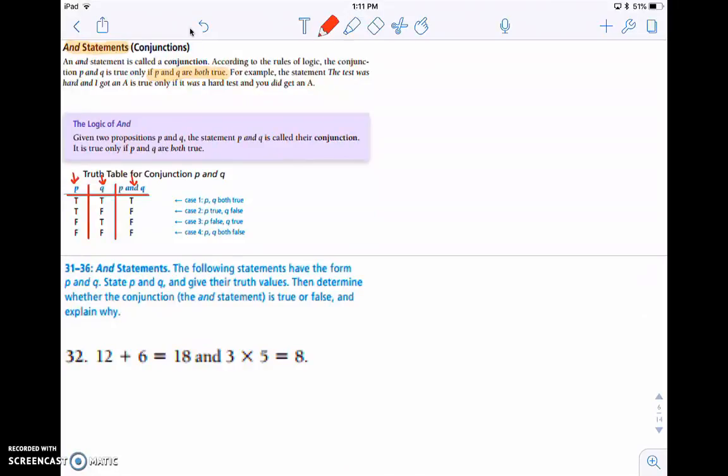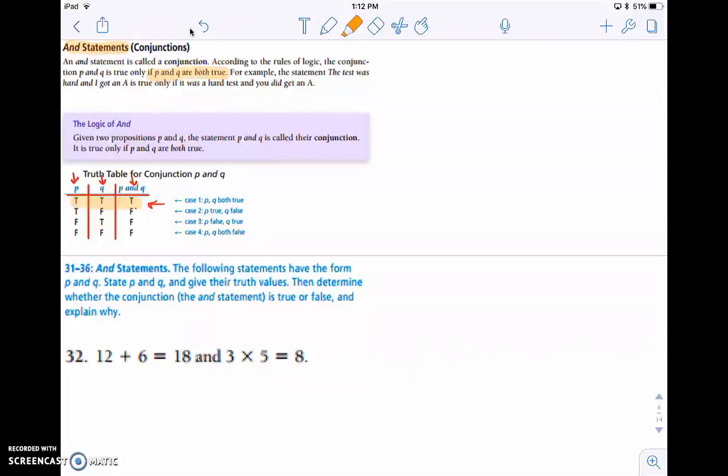Again, P and Q is only true when both P and Q are true. So like this first row right here, T, T, and T. That means that P is true, Q is true, therefore P and Q is true. So P and Q is dependent upon the values of P and Q listed in the first columns.